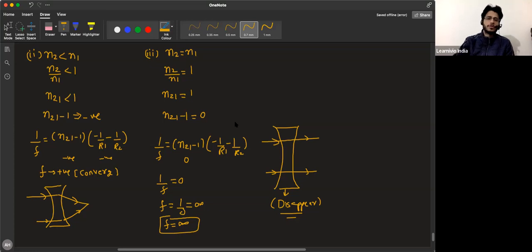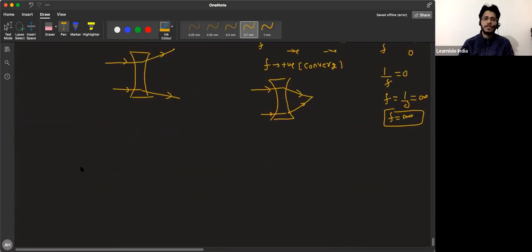So that is the one last question on the Lensmaker formula, and that is for goggles, sunglasses. See, are the sunglasses plane surfaces or are they curved? Sunglasses are curved. Does sunglasses have any power? No, sir. Power of sunglasses is zero.